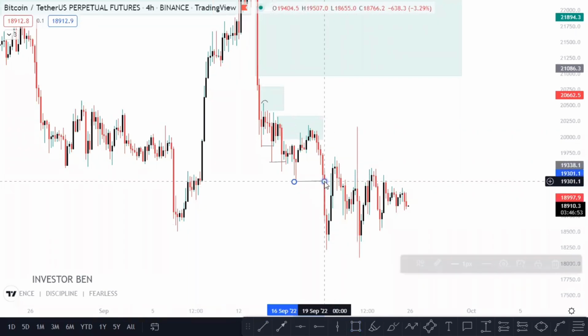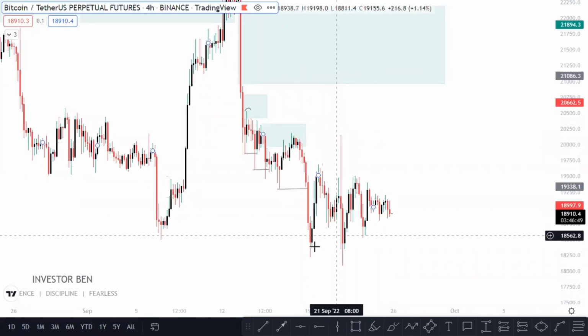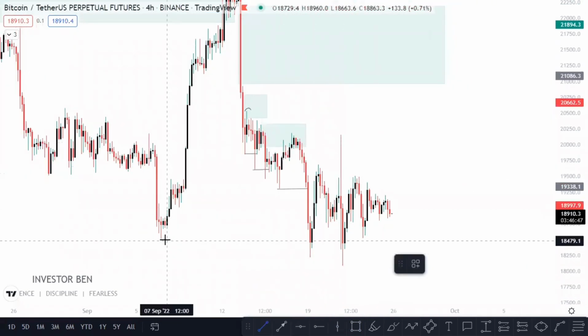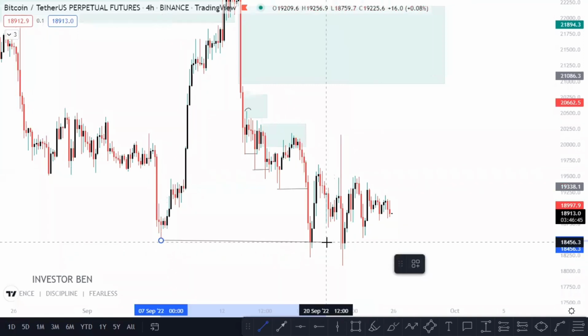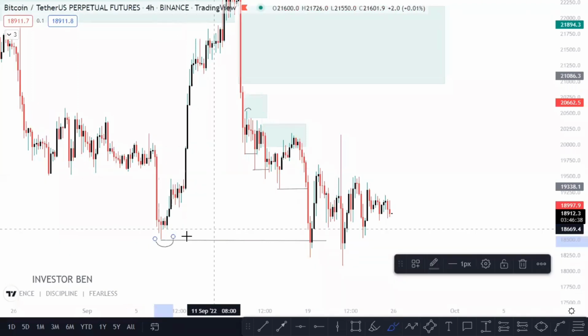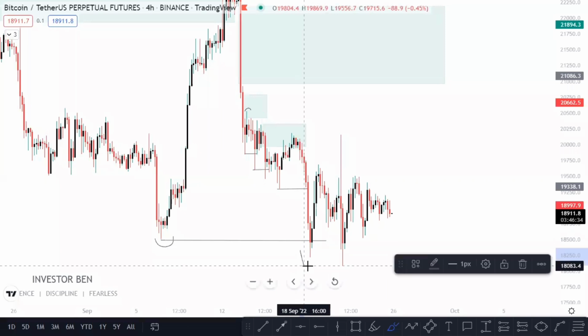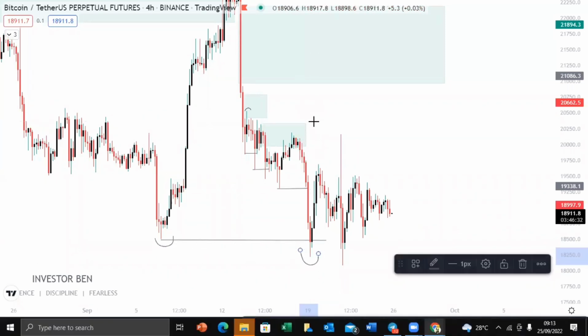Price took out this low, right? And what happened next? We had a liquidity grab from this previous day low. There is liquidity lying there, and this candlestick was responsible for grabbing the liquidity lying at that point. They are all applicable to lower time frames.